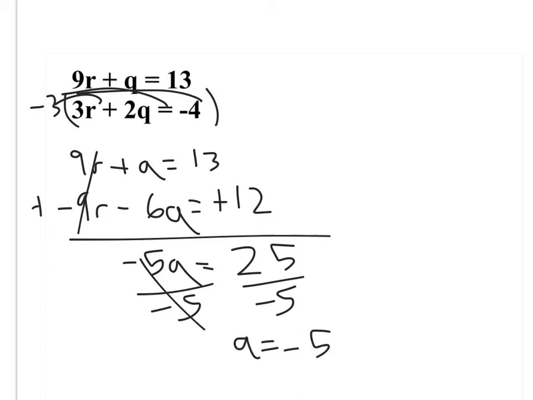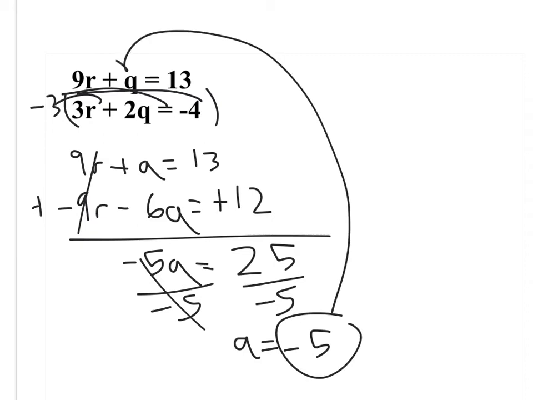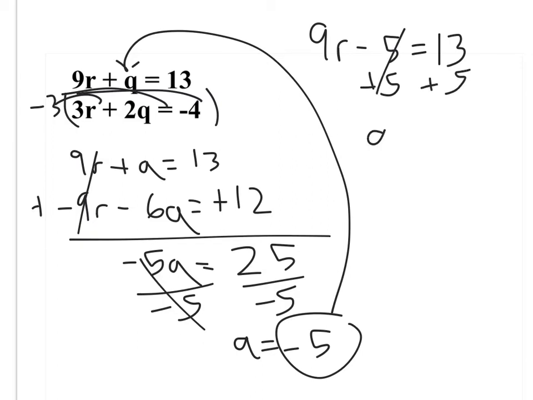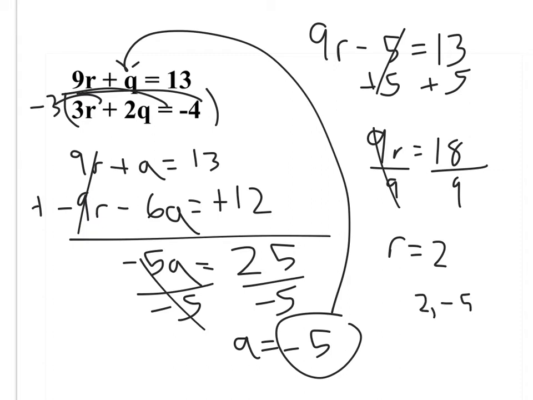So now I take that and I plug that in here. This is the nice one to work with because q is already by itself. So I've got 9r minus 5 is equal to 13. I add 5 to both sides. 9r is equal to 18. So r must be equal to 2. So your ordered pair there is (2, -5).